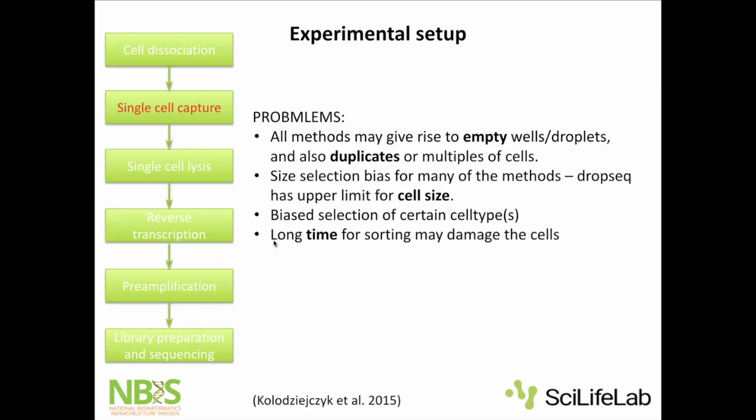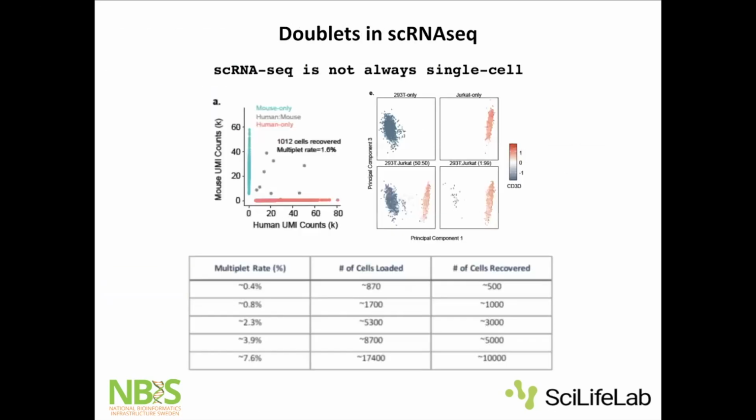Also, what you need to keep in mind is the time. The time of going from live cells to dissociation and reverse transcription matters a lot for the quality, so that the RNA doesn't have time to degrade. But as we talked about before, any method will give doublets. Also, FACS sorting will give doublets, but not at all at the same amount.